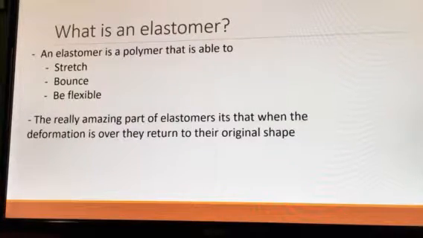What is an elastomer? A close look at this fascinating class of polymers reveals the difference between these polymers and any other. The ability to stretch, bounce, and be flexible is unique to very few cross-linked polymers. These amazing properties are due to the polymer's ability to recover to the original shape after being deformed.